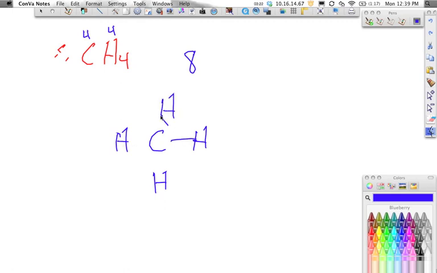And then we bond. Remember, each one of those lines represents 2. So 2, 4, 6, 8. We don't have any left. What we do from here is we check, and we see that hydrogen only has 2. But since hydrogen follows the duet rule, it only needs 2. And we see carbon in the middle has 8. It agrees with the octet rule. So everybody's happy because hydrogen has 2 and carbon has 8.